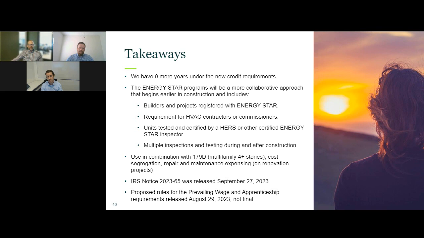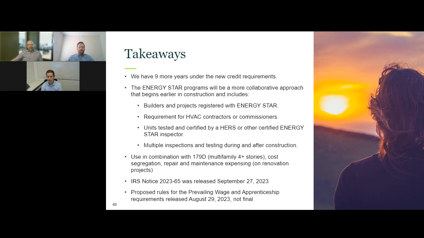And then, yes, it can also be used in combination with 179D. Like Matt mentioned, 179D is available for multifamily properties that are 4 stories or greater. And you can include cost segregation or repair and maintenance expensing on renovation projects. So you can really package all these together if the project checks out.